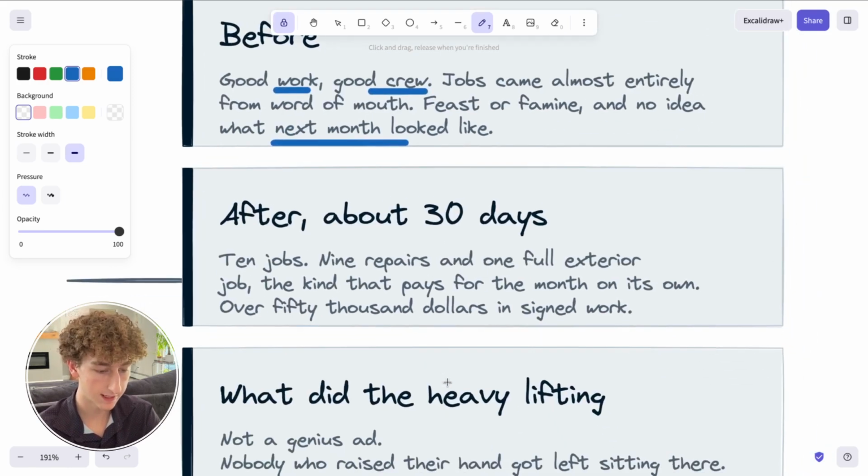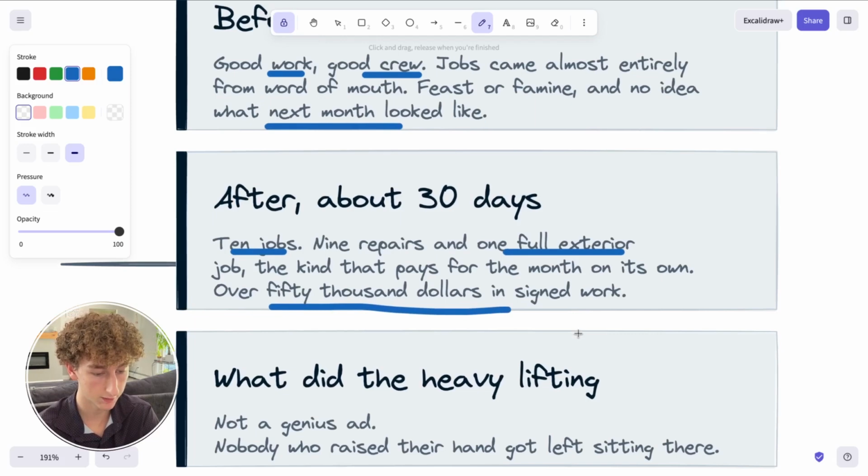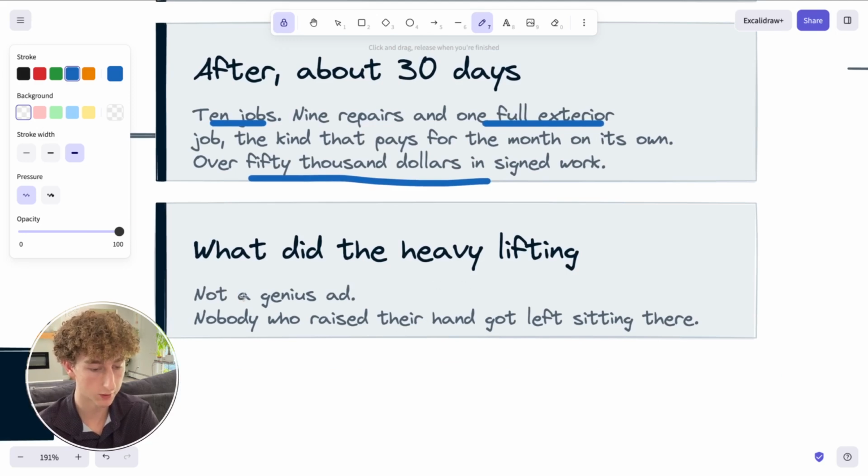But after about 30 days, in his best month, he booked 10 jobs, 9 being repairs and 1 full exterior job. And one of these jobs is going to pay for literally months of the service we offer. So his return on investment is absolutely huge just by implementing our system. And this month, he booked over $50,000 in signed work just from a single month of doing this process. So what did the heavy lifting?